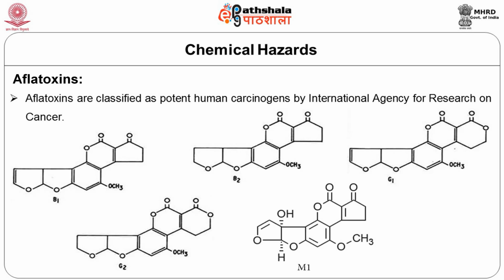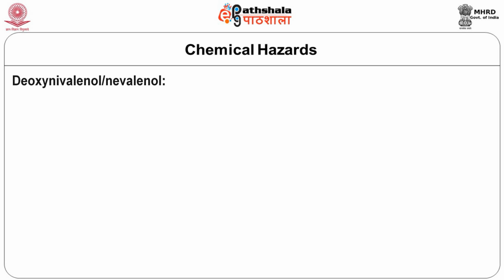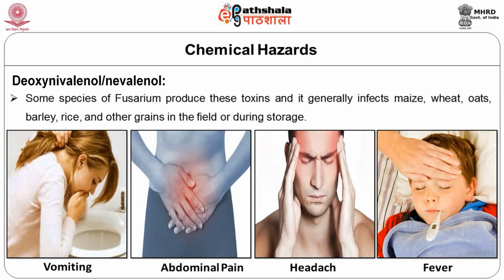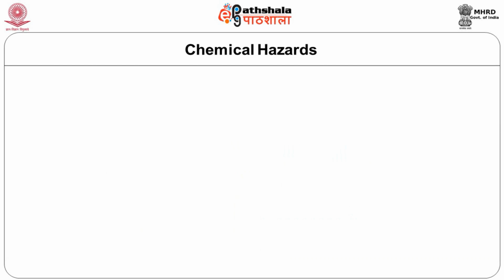The next mycotoxin that we are discussing is deoxynivalenol or nivalenol. These are mycotoxins which affect human health, causing acute temporary nausea, vomiting, diarrhea, abdominal pain, headache, dizziness and fever. Some species of Fusarium produce these toxins, and it generally infects maize, wheat, oats, barley, rice and other food grains in the field or during storage. The next mycotoxin that we are discussing is zearalenone.